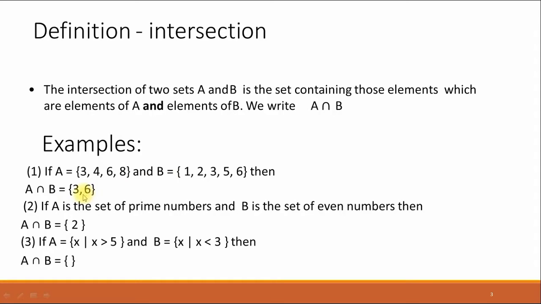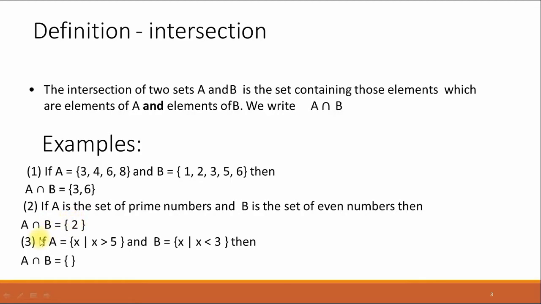so A intersection B contains the elements 3 and 6. Now, another example: if A is a set of prime numbers and B is a set of even numbers, then A intersection B contains only one element, 2, because 2 is a prime number and also an even number. So in this case, the intersection of these two sets contains only one element, 2.